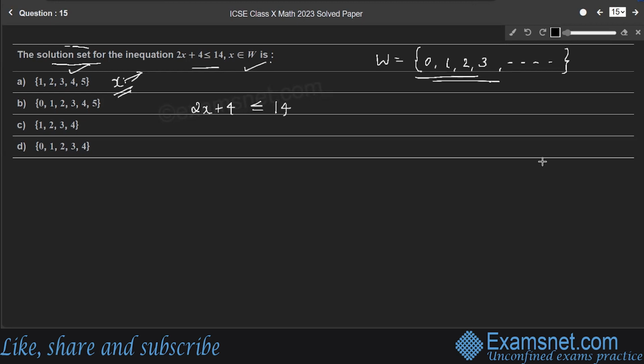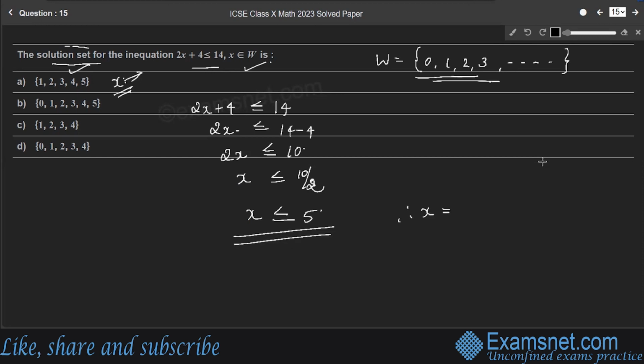So, if 2x plus 4 is less than or equal to 14, what is the value of 2x? It is less than or equal to 14 minus 4, which is 10, right? 2x is less than or equal to 10. So that means x is less than or equal to 10 by 2, so x is less than or equal to 5. Therefore, x is less than or equal to 5 and x belongs to the set of W, that is the set of whole numbers. Therefore, the set of x starts with 0, 1, 2, 3, 4. So these are the elements of the set.